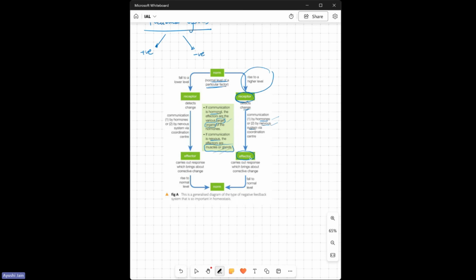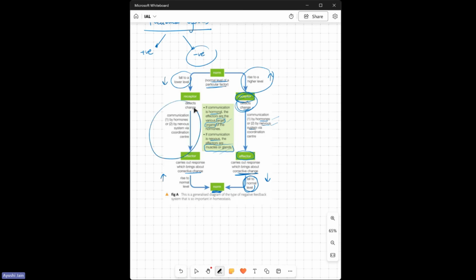What is the job of these effectors? Their job is to respond to the stimuli. The stimuli is the change that was detected by the receptor, correct? So these effectors will work towards correcting that change so that the level can go back to normal. When there is an increase, your body tries to decrease it. That is the negative feedback part. Similarly, if the level falls low, then your body's corrective change will be to increase that level, to bring it back to normal. This is the negative feedback part of it.